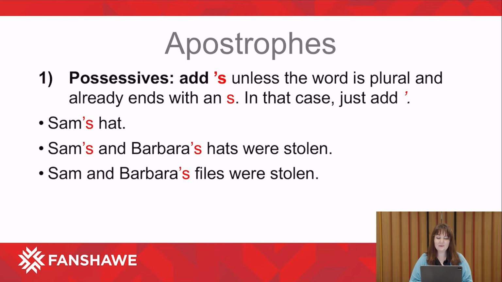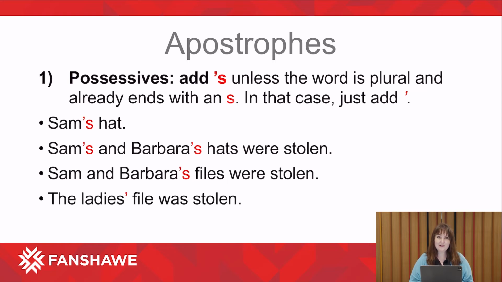In the next example, where you have Sam and Barbara's files were stolen, in this case, there's only one apostrophe S after Barbara, which indicates that the files jointly belong to both Sam and Barbara. They each don't have their own separate files.